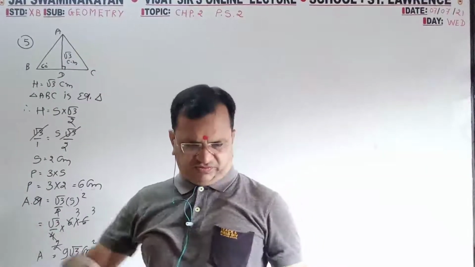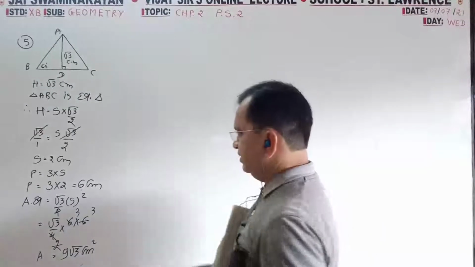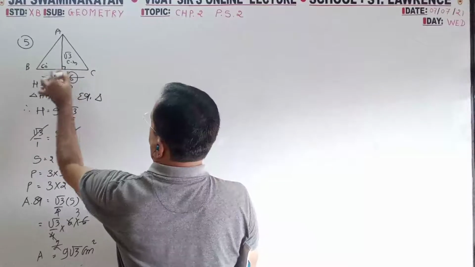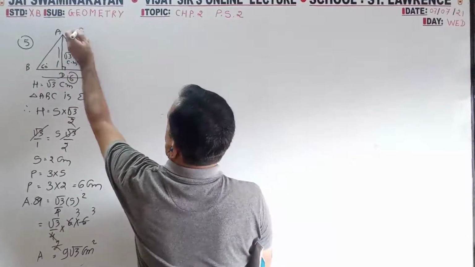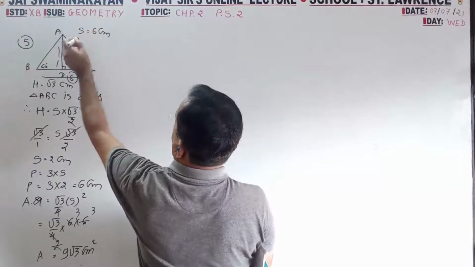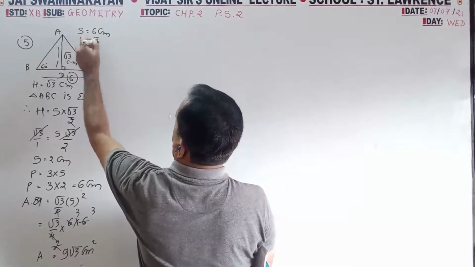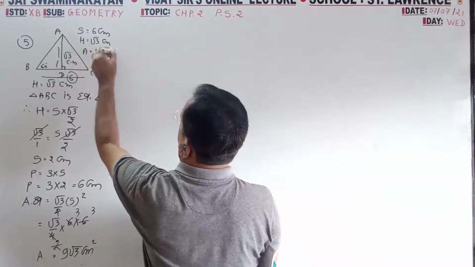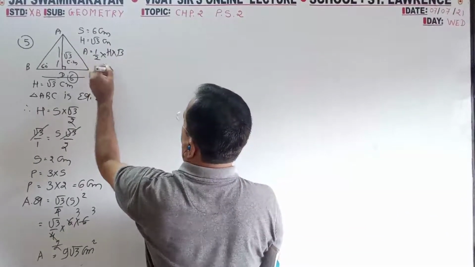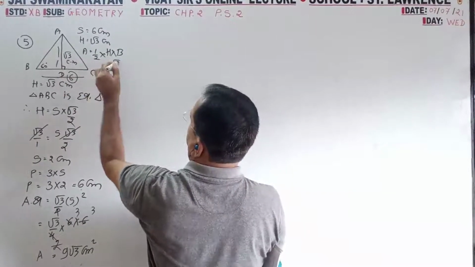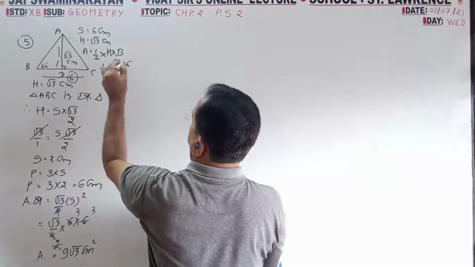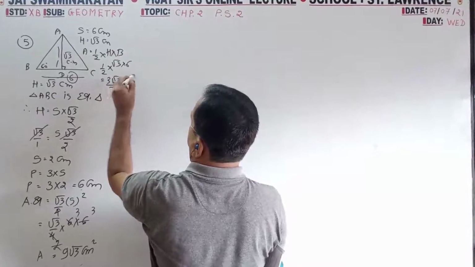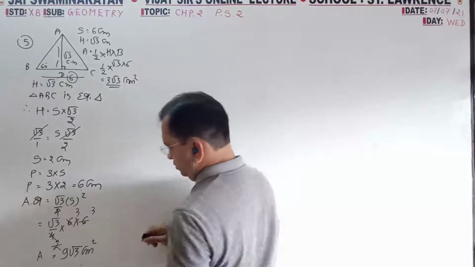into base. How? See, side you got 6 centimeter. So this is 6 centimeter, and height is this. Height is root 3 centimeter. So area is equal to half into height into base. So half into height root 3, base 6, so half of it. So it is 3 root 3 centimeter square. So like that also you can do.